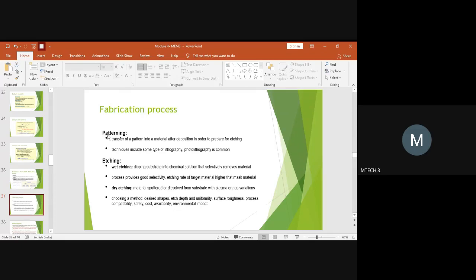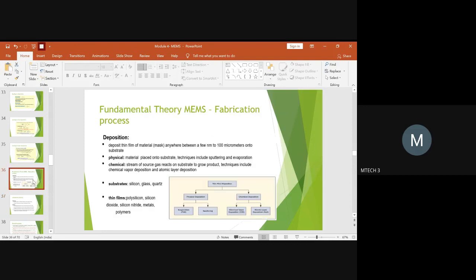So the first step is applying a layer of thin film on the substrate, which is nothing but the development of a thin film. It could be done either by physical deposition or by chemical deposition. That means you have a support, which is the substrate, and on the substrate you have a layer that you have developed, the thin film, either by physical deposition or by chemical.